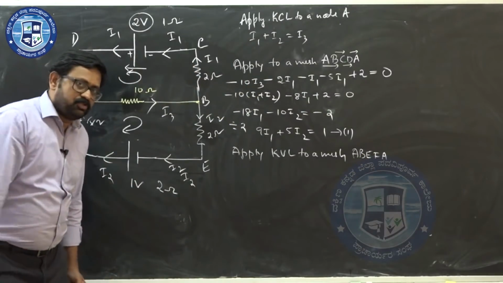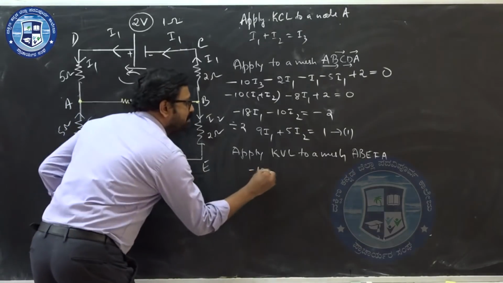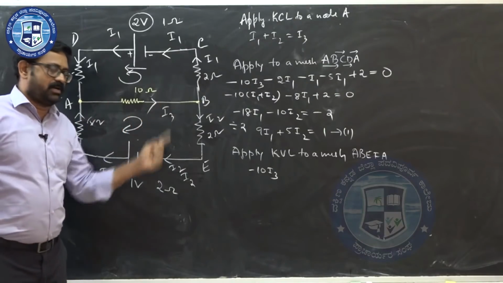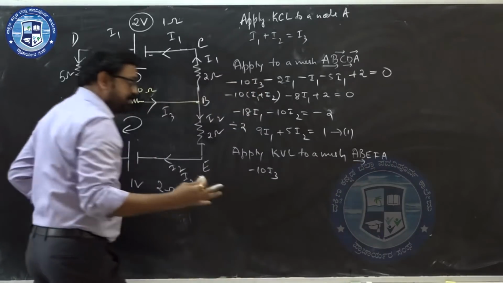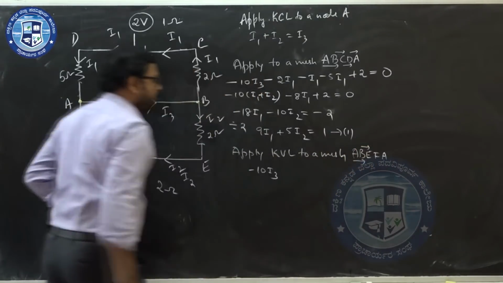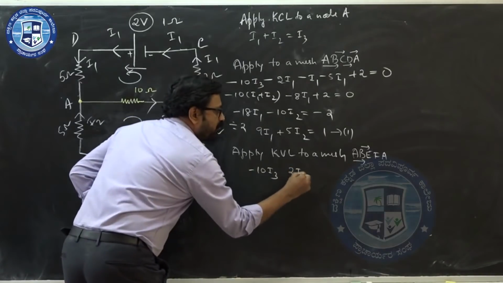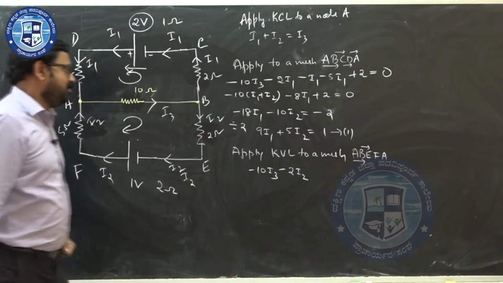Again, I will skip the steps, you should be able to understand at this stage. A to B, the product of IR is minus 10 into I3. The rule is followed. Direction of the current and direction of the traverse are the same. I reached B. I am moving from B to E now. B to E, the product of current and resistance is 2 into I2. Again it is minus because the direction of the current and the direction of the traverse are the same.